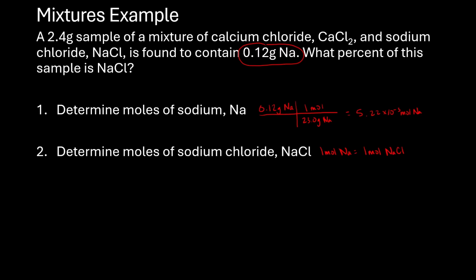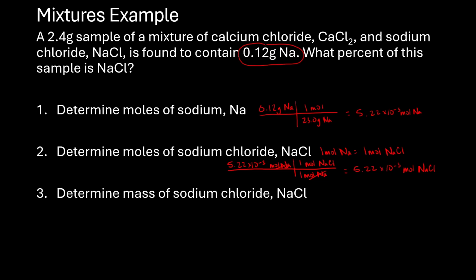And so to show this as a conversion factor, if you're not quite understanding that, we would go 5.22 times 10 to the negative 3rd moles of sodium, and what we would do is we would go 1 mole of sodium is the same as 1 mole of sodium chloride. And that moles of sodium would cancel out. And so you're left with 5.22 times 10 to the negative 3rd moles of sodium chloride.